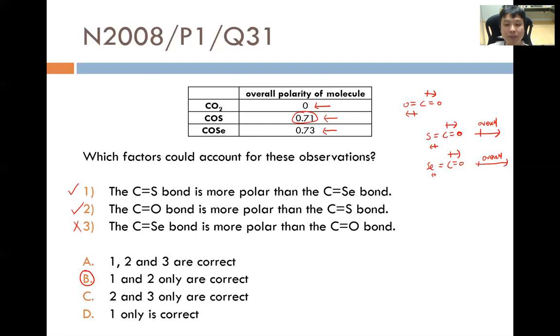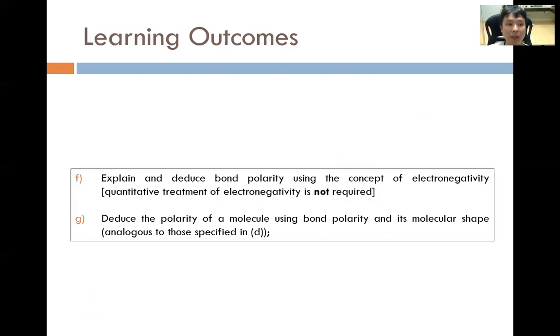We will apply this to understanding melting points and boiling points of different types of covalent compounds in the next section. So again, the learning outcome: to be able to explain and deduce bond polarity using the concept of electronegativity, and to deduce the polarity of a molecule using bond polarity and the molecular shape. Hopefully you have taken away how to do this, these 2 learning outcomes of the topic of chemical bonding from the JC H2 chemistry syllabus.